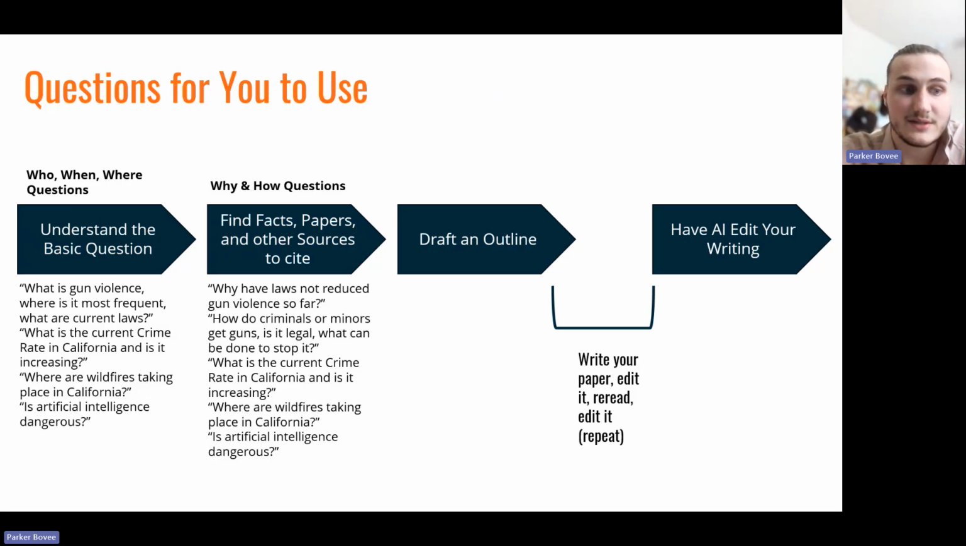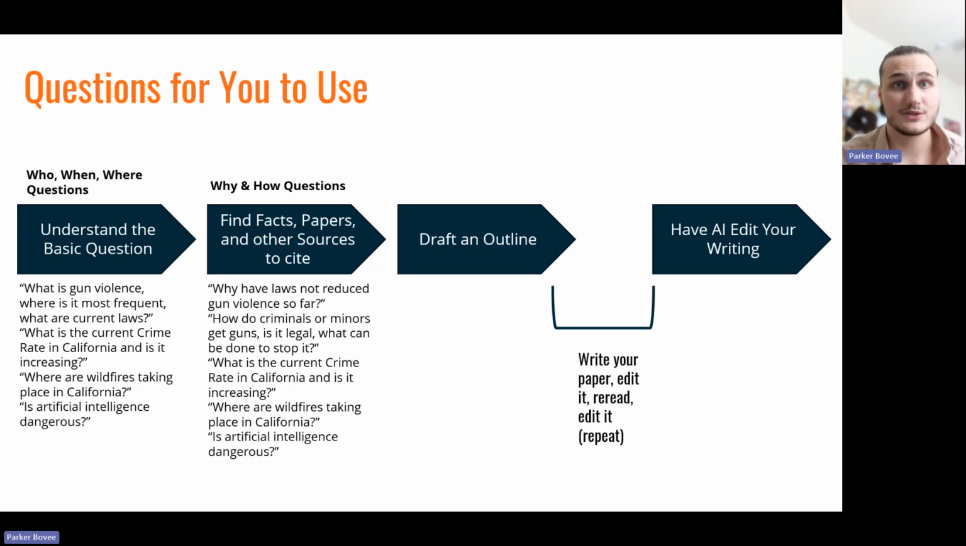Where are wildfires taking place in California? Again, I doubt you have all of the information here, even if you do work in fire services. Is artificial intelligence dangerous? Now, this is a pretty broad question. You'd be surprised by how specific AI models can get here. This is good to help you generate an argument. This is something I'll cue you into now.